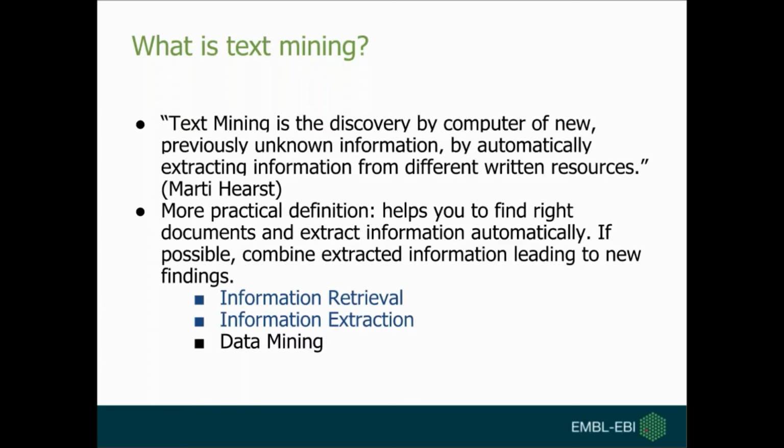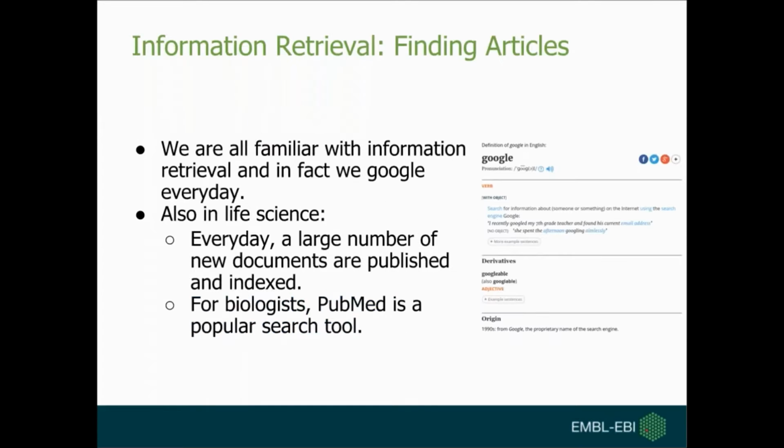The first part is information retrieval, which will help you to find the right articles. The second part is information extraction, where you can extract information on a large scale. So we will focus on these 2 parts in the next slides. First, information retrieval is to find relevant articles. You are all familiar with information retrieval, and in fact, you Google every day.